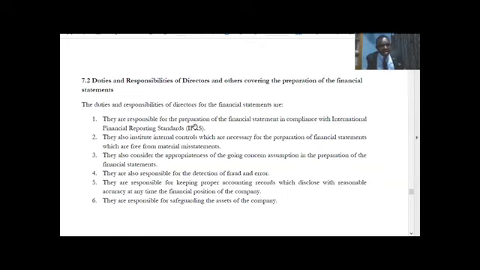Great. Now let's look at the other duties and responsibilities of directors. Four, they are also responsible for the detection of fraud and error. As directors, they should put in place sound internal controls which will help them to prevent, detect, and correct misstatements. That is, they should put in place structures that will help prevent fraud or errors from occurring.